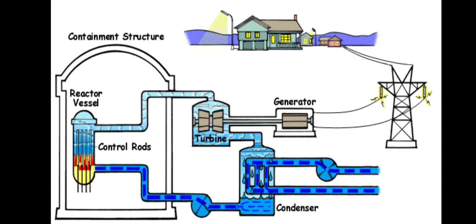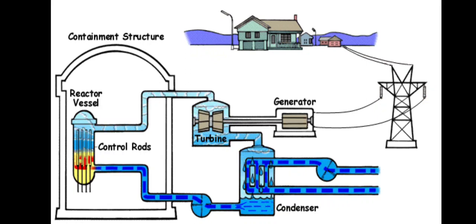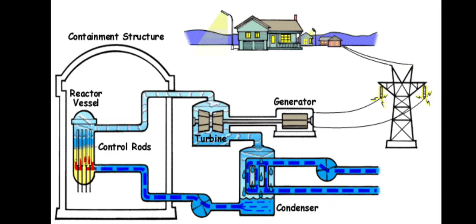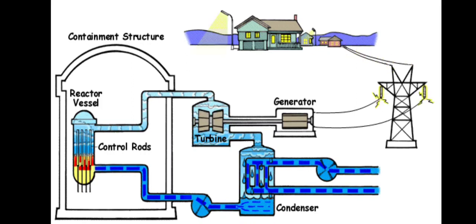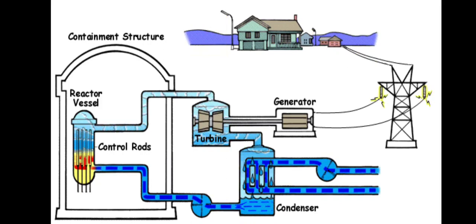The turbine looks like a fan. It can move very fast. The thermal energy makes the turbine start to move very fast. When the turbine moves, it makes the generator also move. And this is called the generator. This is called the turbine, and this is called the generator.